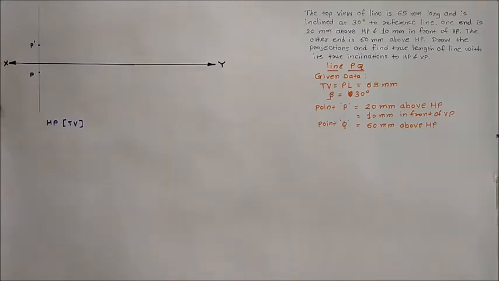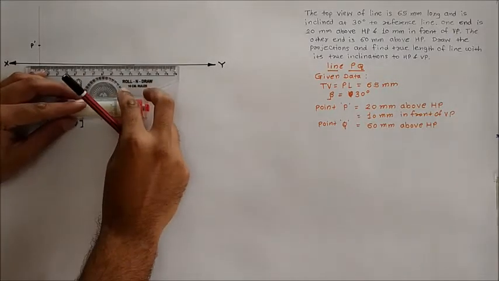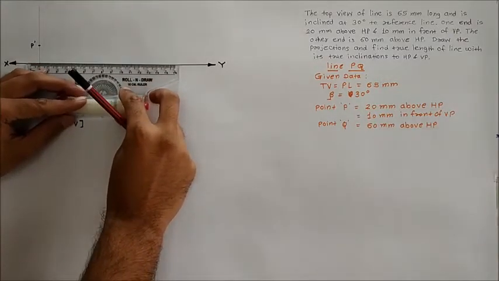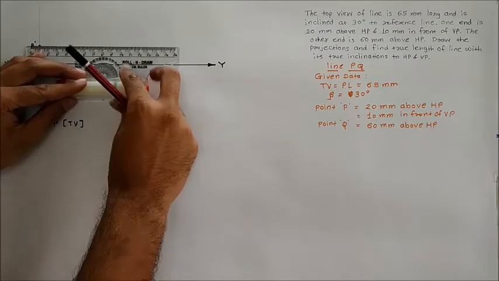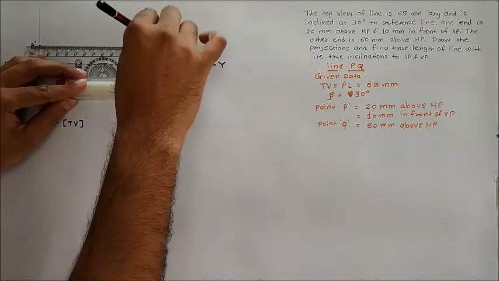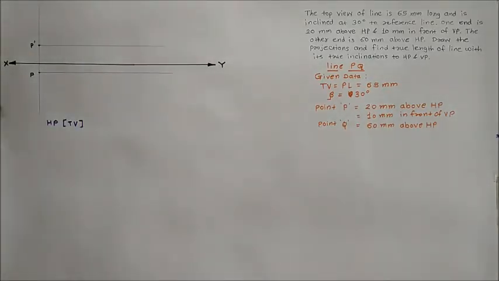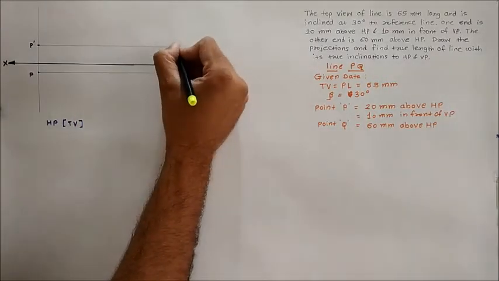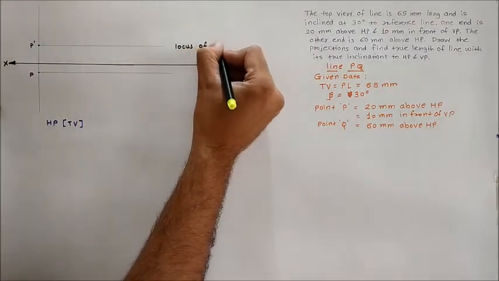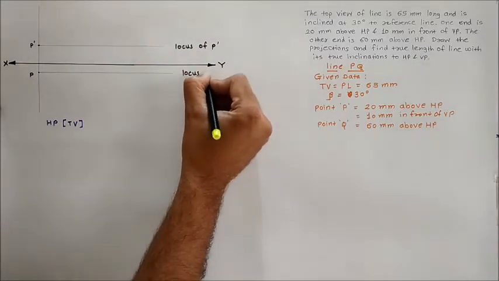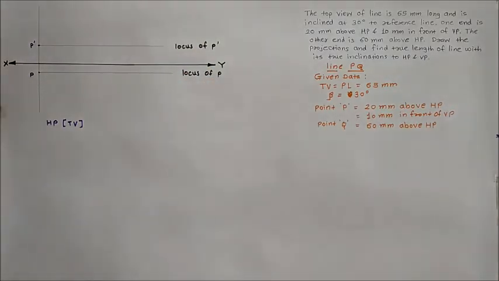So after getting point P and P dash, draw the locus of that points. So for that, draw a line parallel to the XY line through this P and P dash points. Give the nomenclature as a locus of point P dash and locus of point P. After that, there is another locus given. That locus is for point Q, 60 mm above HP.